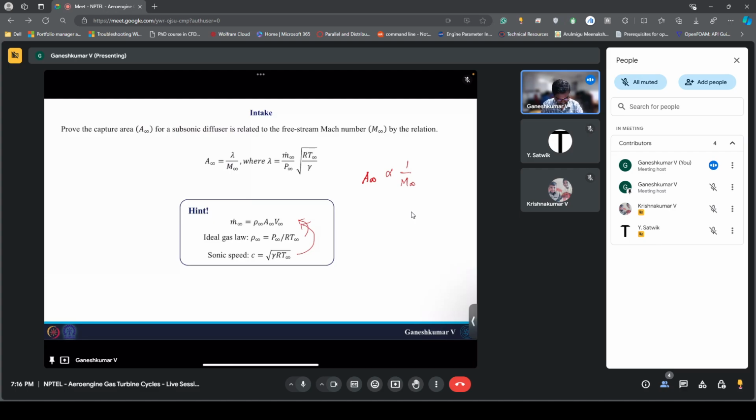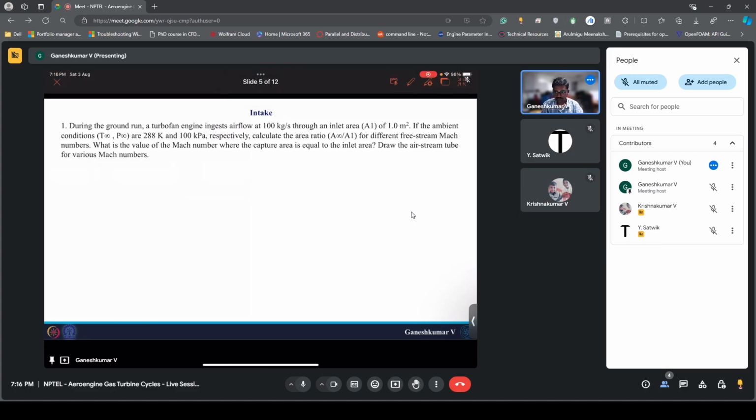The question is, during the ground run, a turbofan engine ingests airflow at 100 kg per second through an inlet area of 1 meter. Okay, so it's a turbofan engine. Maybe currently we don't know what a turbofan engine is. We will learn about it, but let's just assume it's a gas turbine engine, and the inlet airflow rate is 100 kg per second, and the inlet area A_in is what we saw in the previous slide.